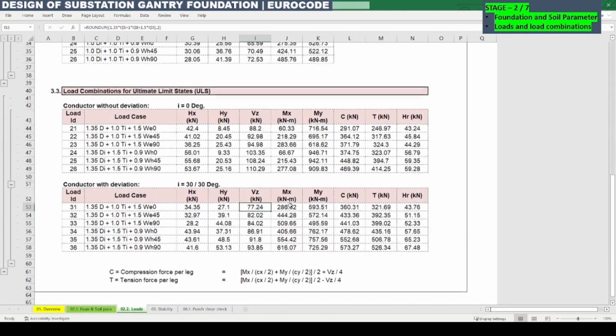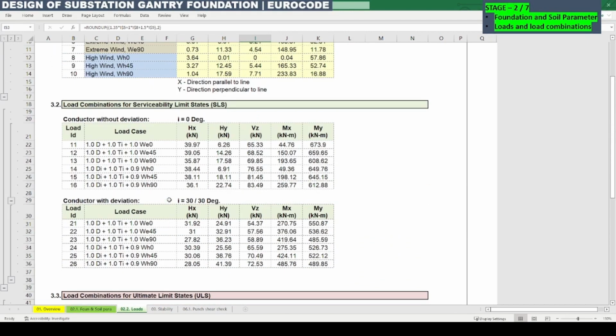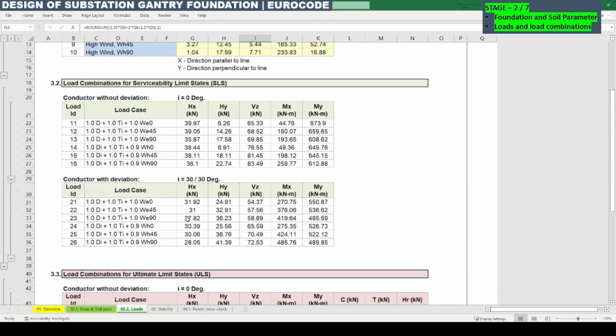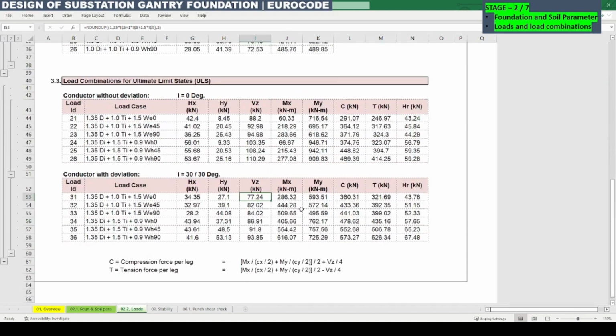So now you can see that all the load combinations and all the values for primary loads, load combination in SLS and ULS cases are arrived. C represents the compression, T represents the tension, and HR is the resultant horizontal force, which we can arrive as the square root of HX squares plus HY squares. So this is applicable for all the cases. And we are calculating this in order to design the pedestal, as these forces are required.